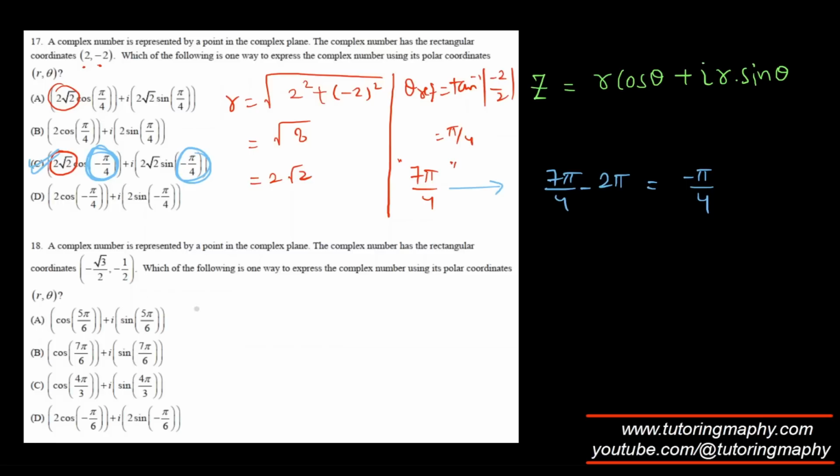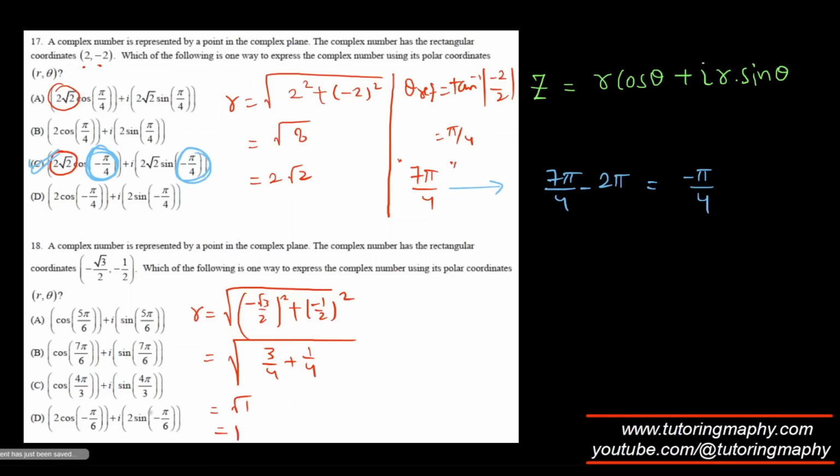Likewise over here, let's find the value of r, which is square root of negative root 3 over 2 squared plus negative 1 over 2 squared. So that's going to be root of 3 over 4 plus 1 over 4. 3 over 4 plus 1 over 4 is 4 over 4. 4 over 4 is 1. Root 1 is just 1. So it cannot be D. Angle will be in quadrant 3, of course. I can say it right off the bat. It cannot be option A because 5 pi over 6 is in quadrant 2.